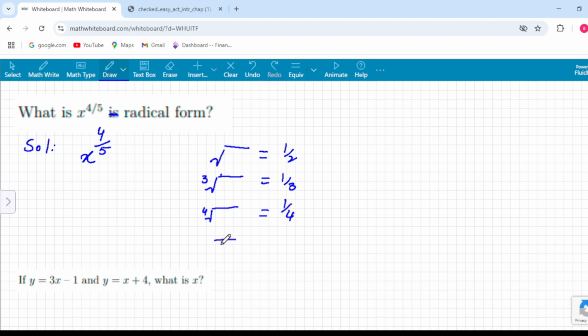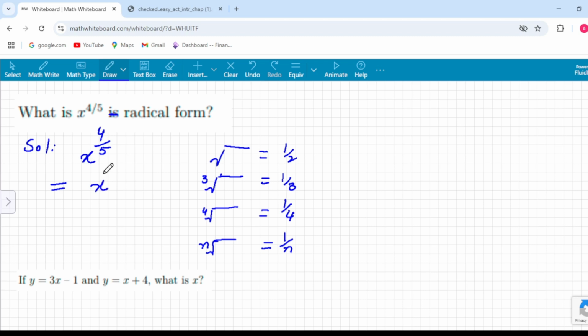Similarly, if there is nth root, where n is any number, this root is equivalent to power 1 by n. So simple is that to write this expression in the form of radical, we have to write 1 divided by something, because here it is x power 4 by 5, not 1 by 5. So we have to write it in the form of 1 divided by something.